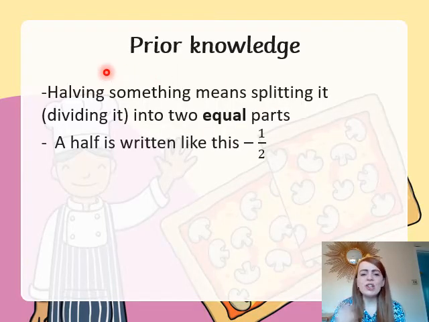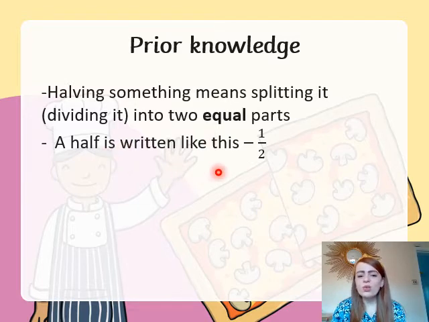So let's think back then to our prior knowledge, what we already know about fractions. And I know that yesterday your task was to really think back about your prior knowledge. So hopefully you've done that and you can come into this lesson knowing a bit more about fractions and what you might want to find out. So hopefully you remember from primary 1, 2 and 3 that halving something means splitting it or really dividing it into 2 equal parts. And that word equal is so important in fractions. It's one of our key words really, and it means they both need to be exactly the same size.